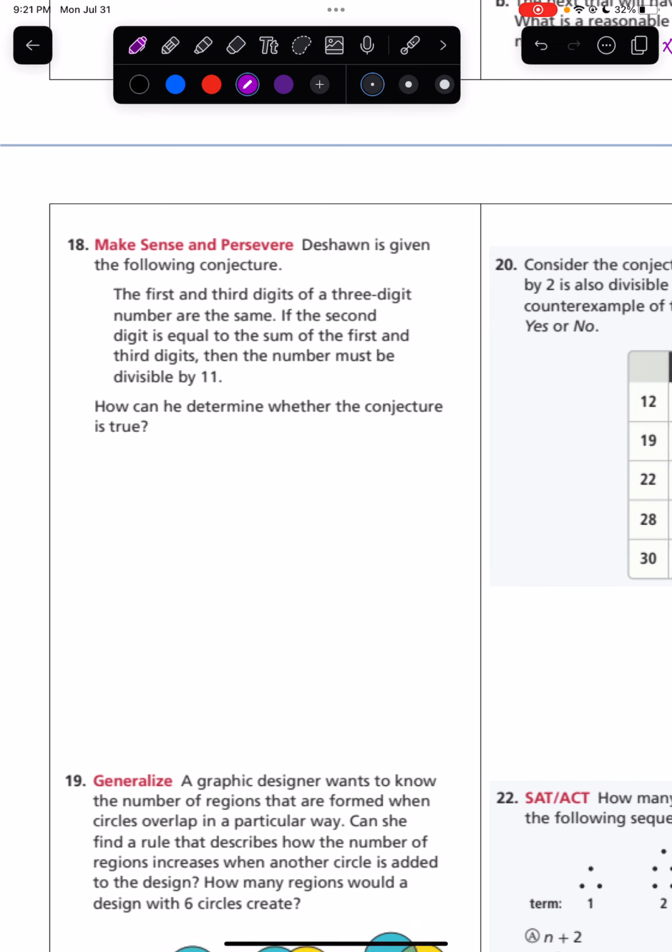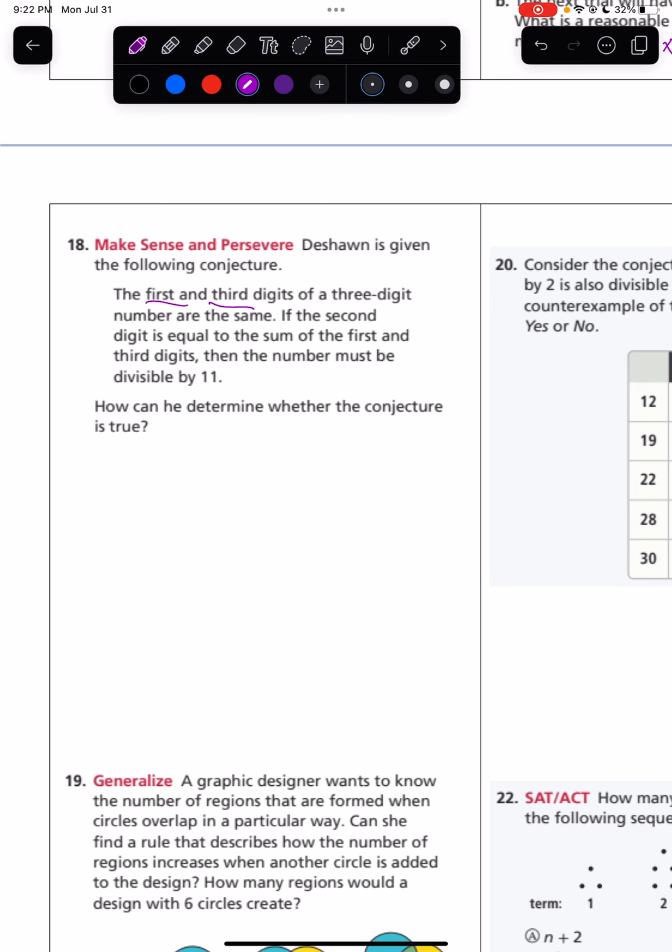Next, Deshawn is given the following conjecture. The first and third digits of a 3-digit number are the same. If the second digit is equal to the sum of the first and third digits, then the number must be divisible by 11. That's a lot to unpack, right?